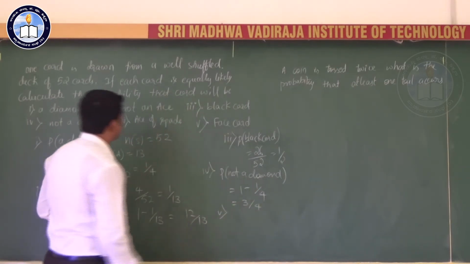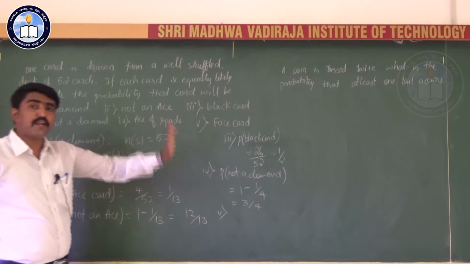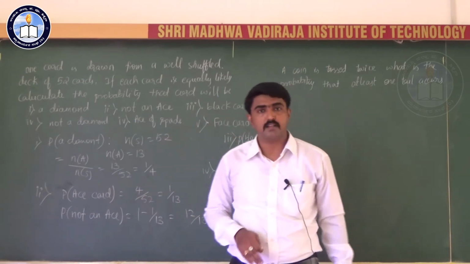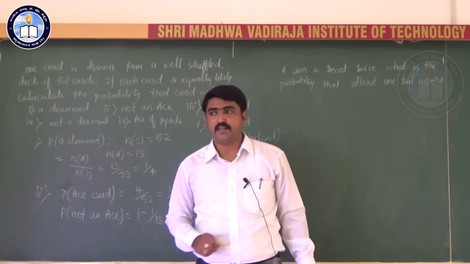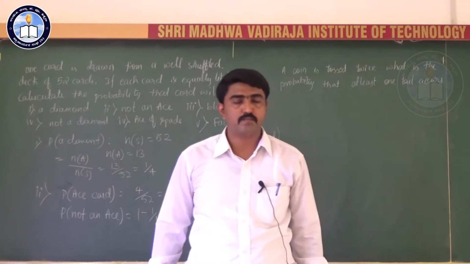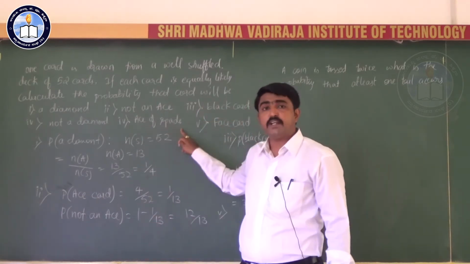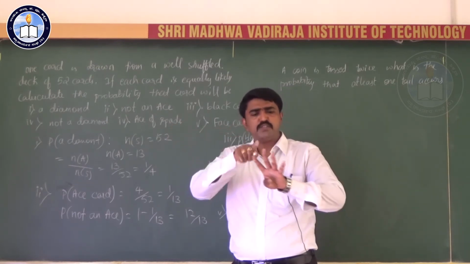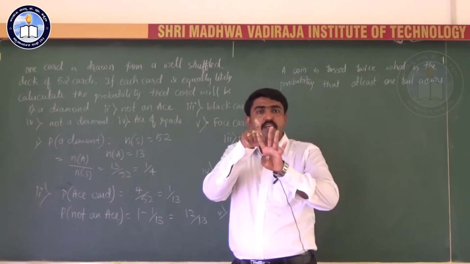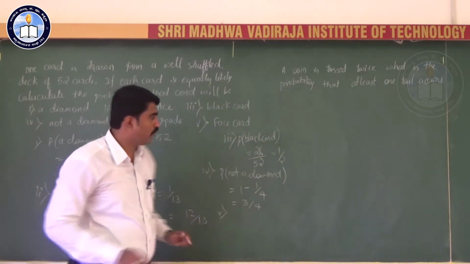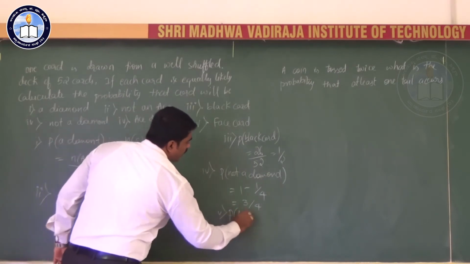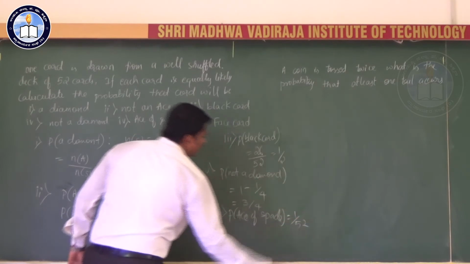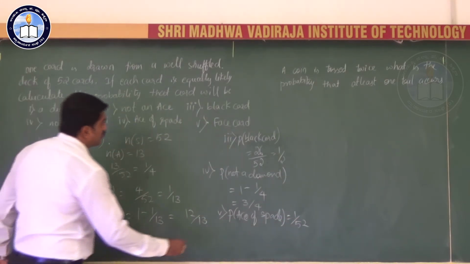The last one, ace of spade. Ace of spade, important. So how many ace of spade cards are there? How many spade cards are there? We could say there are 13 spade cards. How many ace of spade? There are 4 ace cards, out of which 1 is a spade card. Different suits, 1 of each suit. So therefore ace of spade is only 1. So therefore probability of getting an ace of spade, definitely there is only 1 chance, that is 1 out of 52 chance, right?